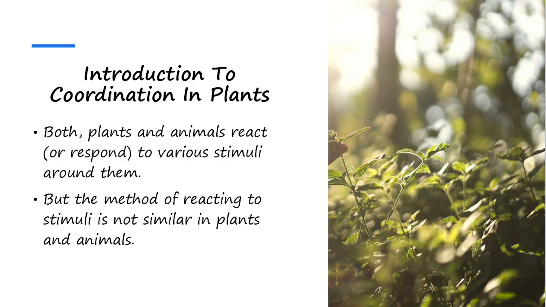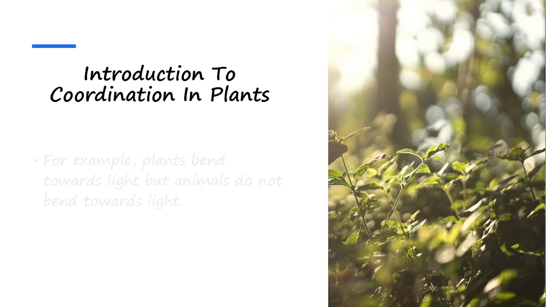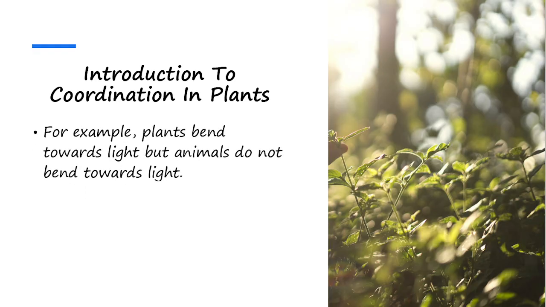Now, the method of reacting to these various stimuli is not similar in plants and animals, meaning that plants react to these stimuli differently compared to animals, which also react to these stimuli differently. So they react to stimuli in different ways. For example, plants bend towards light, but animals do not bend towards light. So that's the first example of the difference in how plants and animals react differently to various stimuli.